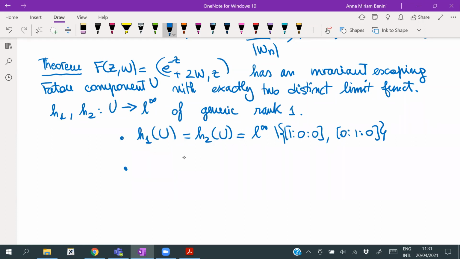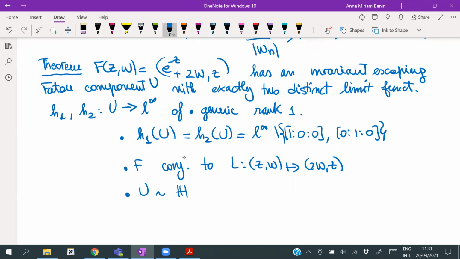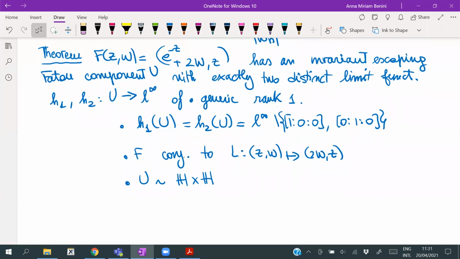And F is conjugate to its linear part, which is what? The linear map which sends (Z, W) to (2W, Z). The exact map that we saw in the very beginning. And finally, in this specific case, U is biholomorphic to H times H. Clearly, this is an example, okay?